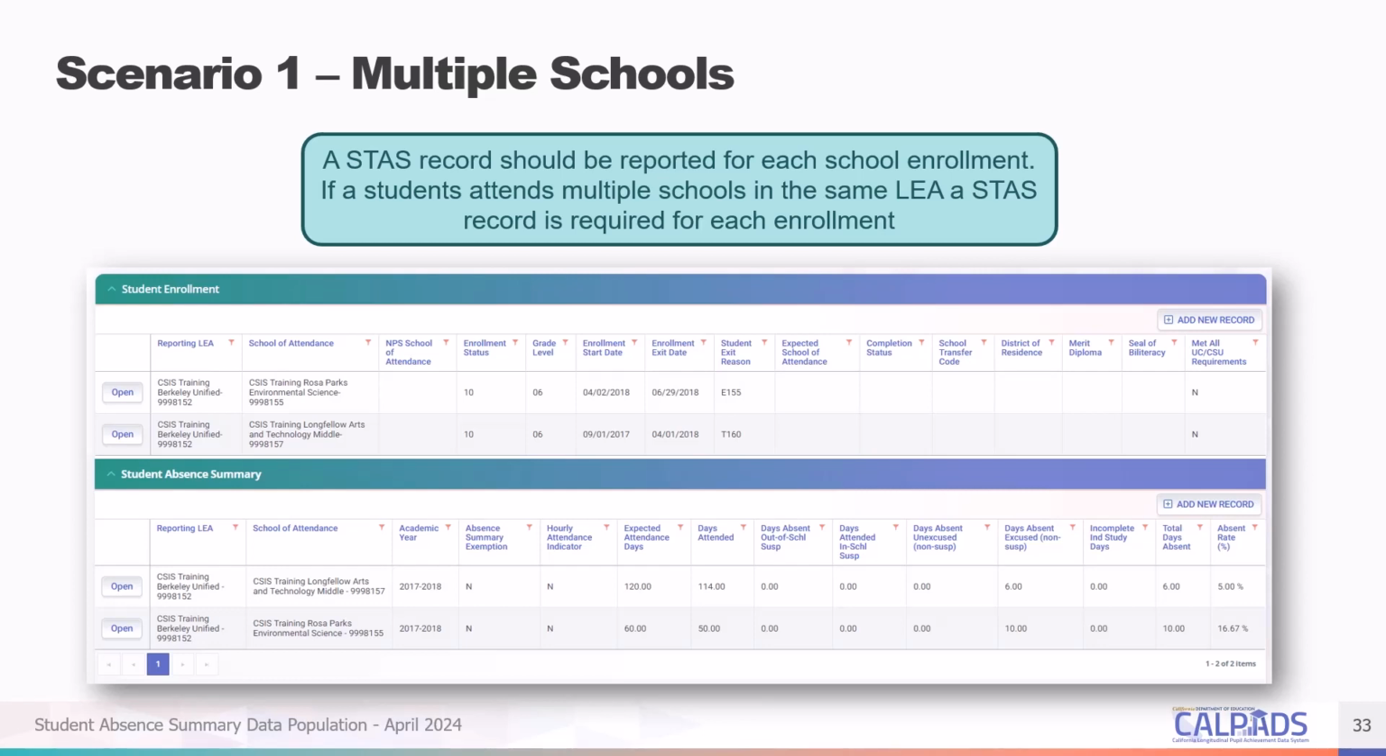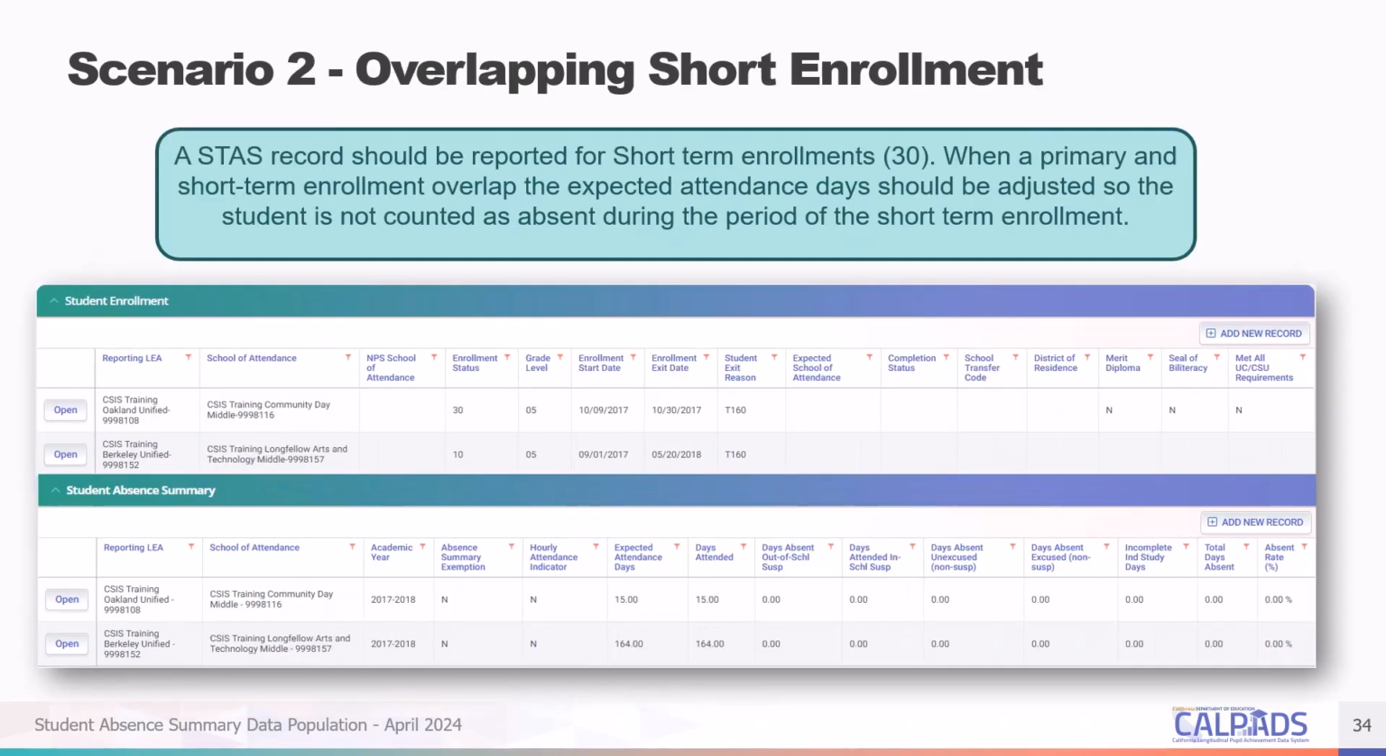In this scenario, a student is enrolled at two schools within a single LEA, but has a primary enrollment with an enrollment status code of 10 at one school, and a short-term enrollment with an enrollment status code of 30 at the second school. When a student has a concurrent primary and short-term enrollment, a STAS record should be reported for both schools. The primary enrollment modifies the days expected to account for the time that the student was enrolled at the other school. The short-term enrollment reports the STAS for the period of enrollment.